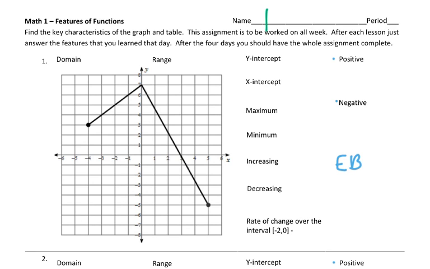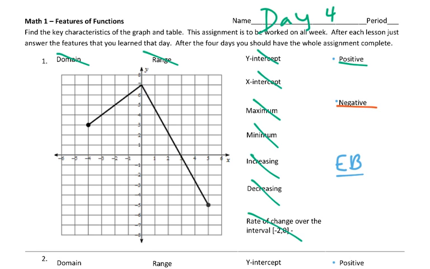Alright, here we are on the homework day 4. Okay, we should have domain, range, y, x, max, min, increasing, decreasing, rate of change. So all we have left is positive, negative, and end behavior. Positive and negative are the intervals, so we'll do those ones first.